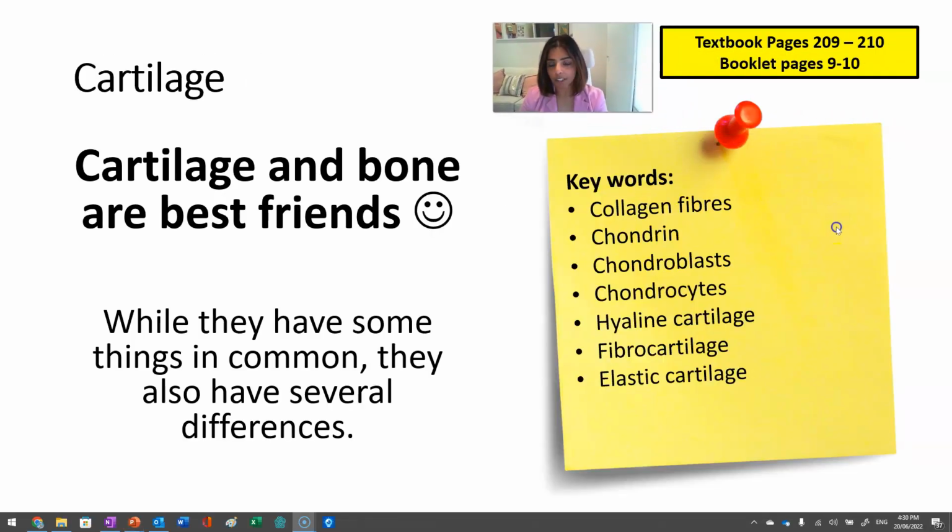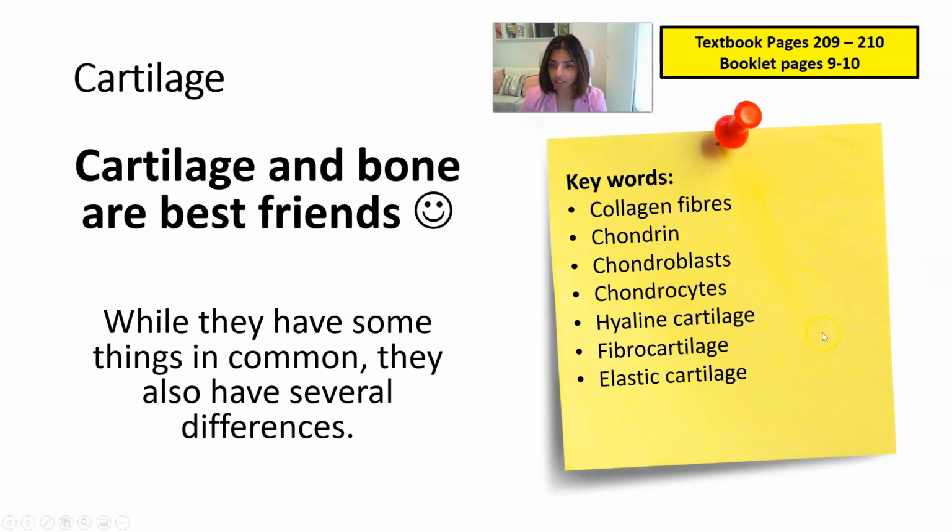As ever, we've got our keywords here, and I have mentioned these before. And the pages in your booklet that you need to be looking at are 9 and 10. Now, cartilage is, you'd say, a relative of bone. They have a lot in common, but they also have several differences, which is why some of these words will sound very similar, but they are unique to cartilage and we need to be able to differentiate between them.